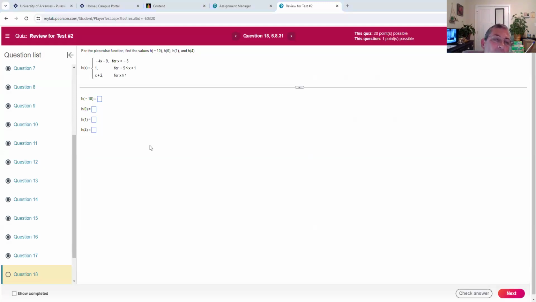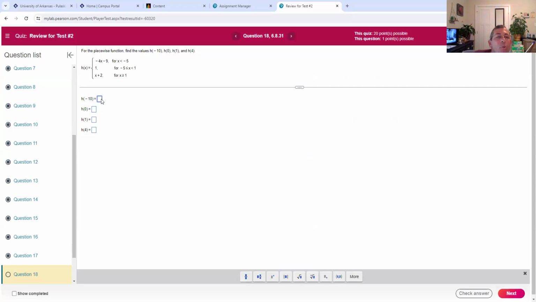So this is the piecewise function again. And I'm going to let y'all work this and tell me what y'all get for h of negative 10. So you got to figure out, do you use the negative 4x minus 9? Do you use the 1? Or do you use the x plus 2? So now you got the right equation, but they want you to actually evaluate that. So now throw that negative 10 in for your x and tell me what you get.